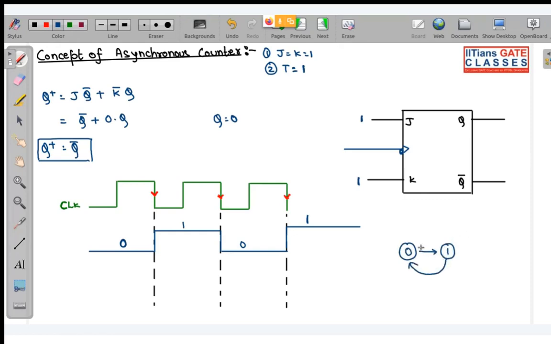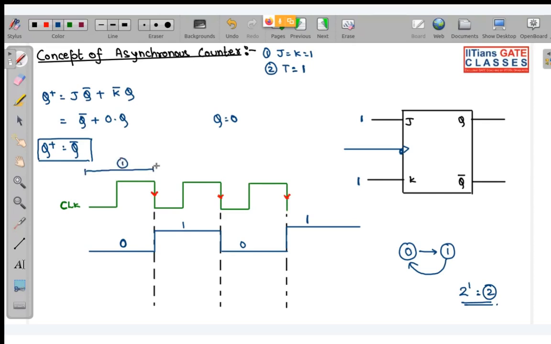And we know that for 1 flip-flop, the number of states is 2 to the power 1, that is 2. So you can see over here that we have 2 states. Not Chetan Bhagat's 2 states. These are the 2 states of binary. So note it down very quickly. This is your first clock.